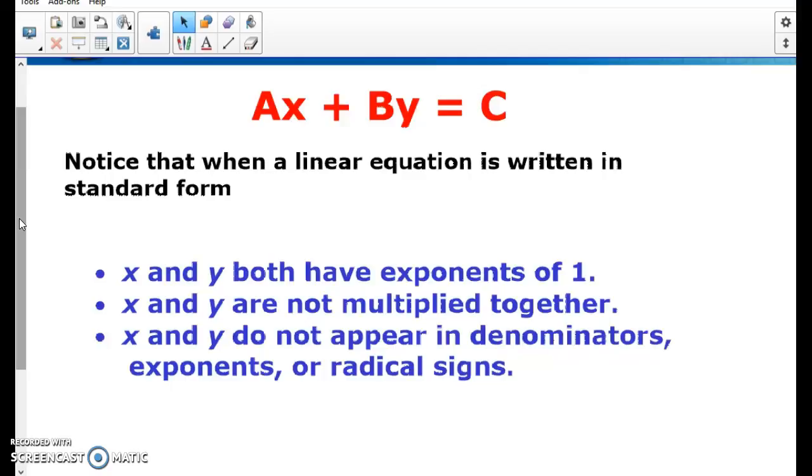And x and y do not appear in denominators, exponents, or have radical signs. Radical signs, remember, are square root signs. So if there's an x or y in the denominator, or if it has an exponent, or if it has a radical sign, you know it's not linear, so you just say no, and then you're done. You don't have to do anything else.